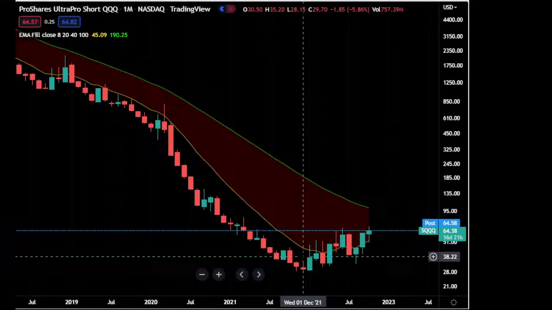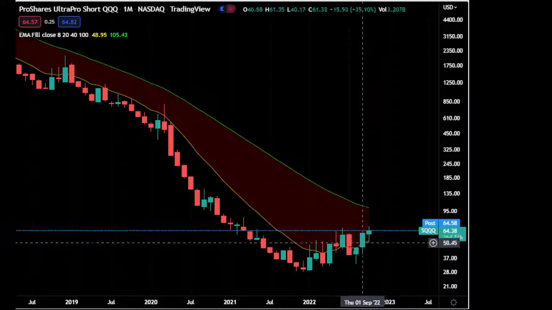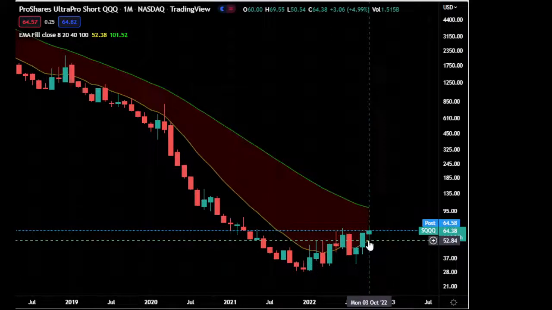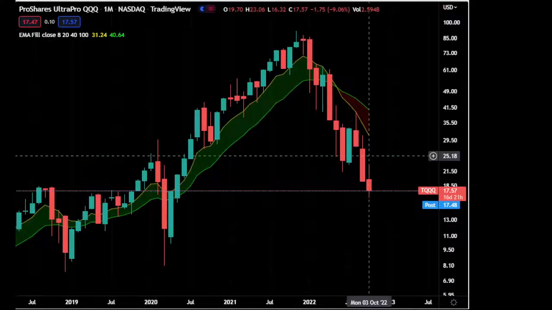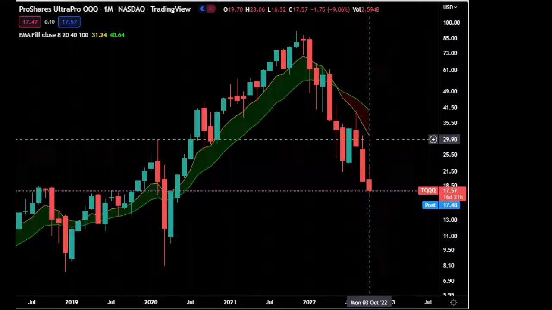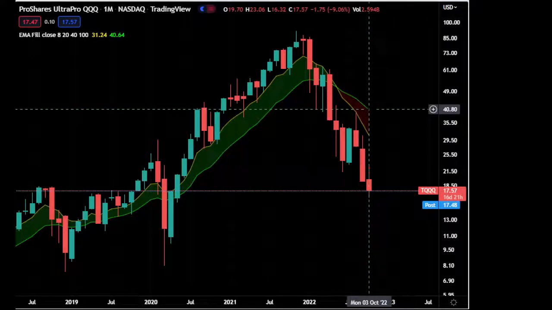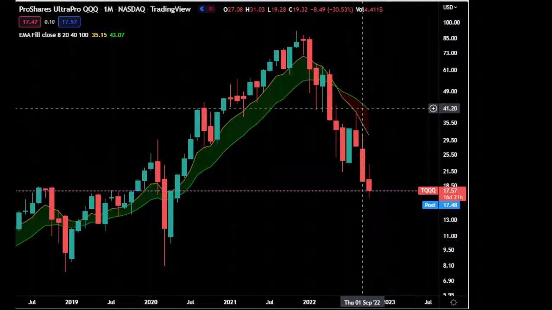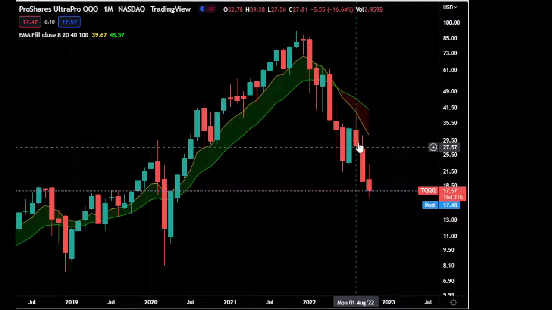And we now see that SQQQ is beginning this trend above the 8-month moving average, and TQQQ on this one is trending below the 8-month moving average and the 20-month moving average, and the shading has turned red because of that.